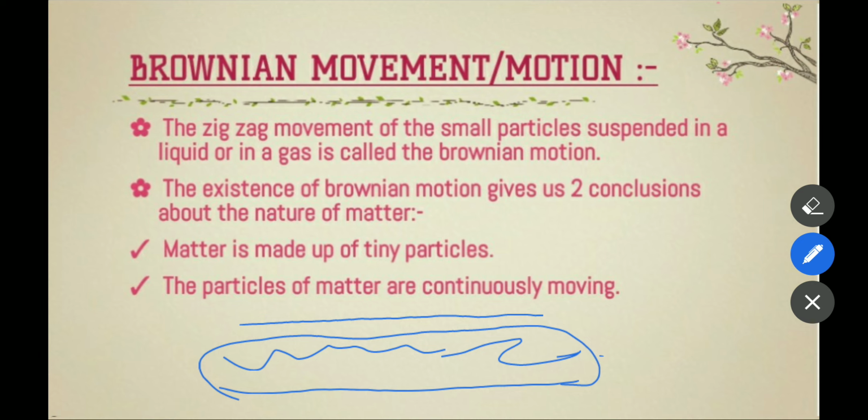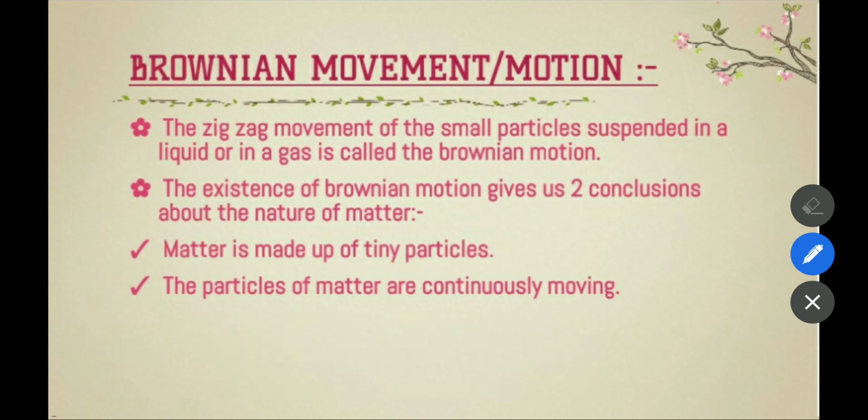So due to this Brownian motion only, the CuSO4 dissolves in the water completely and turns it blue. The existence of Brownian motion gives us two conclusions about the nature of matter. What are those conclusions? That matter is made up of tiny particles, and the particles of matter are continuously moving.